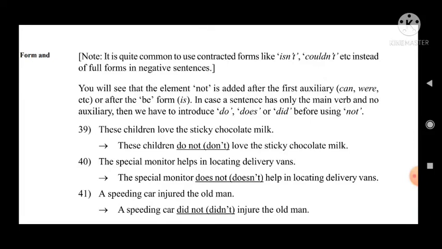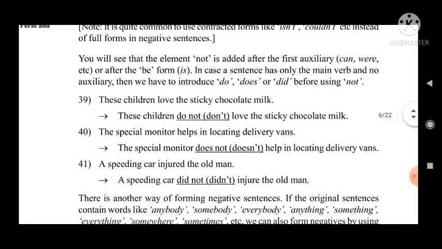You will see that the element not is added after the first auxiliary can, were, etc. and after the be form is. Not can be used after the first auxiliary can, were, etc. and after the be form, meaning is, am, were, been. In case a sentence has only the main verb and no auxiliary, then we have to introduce do, does, did before using not.